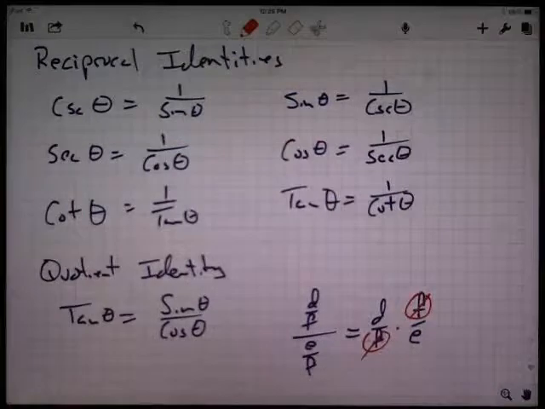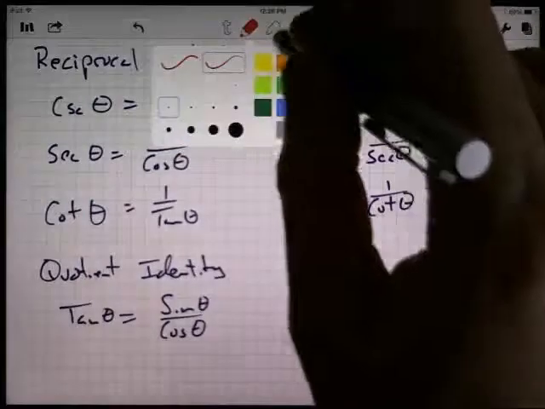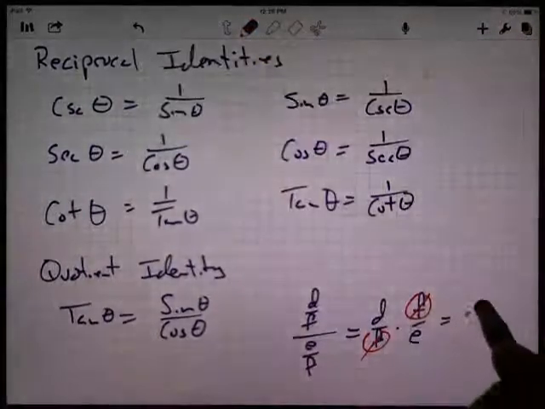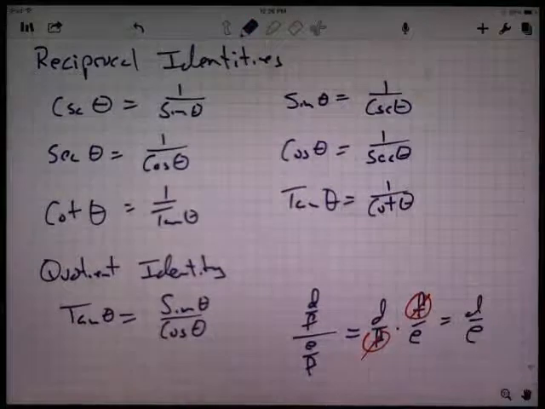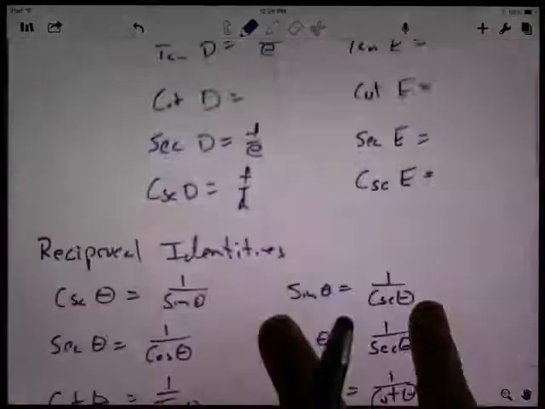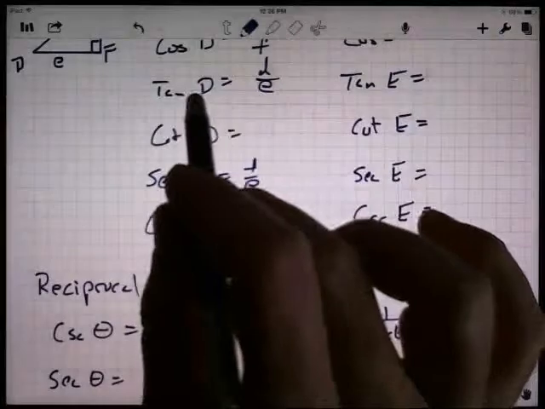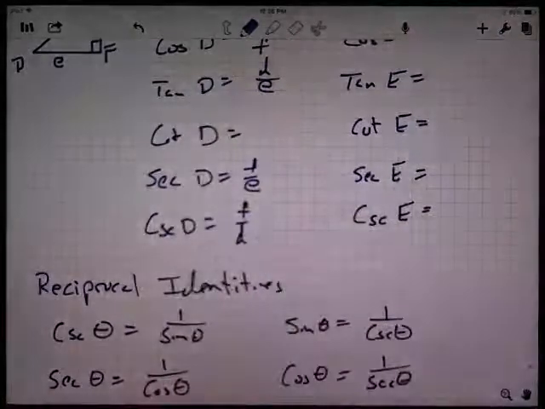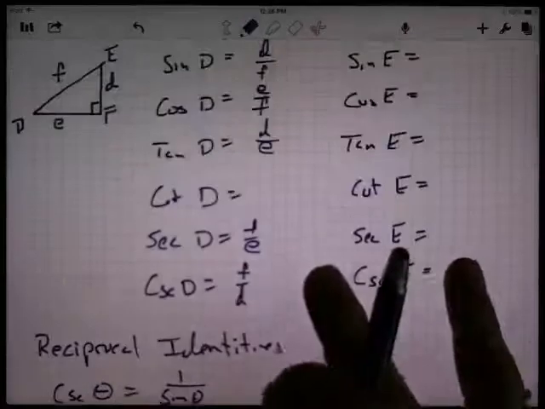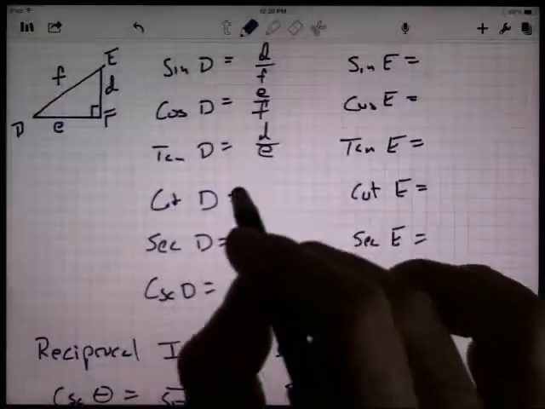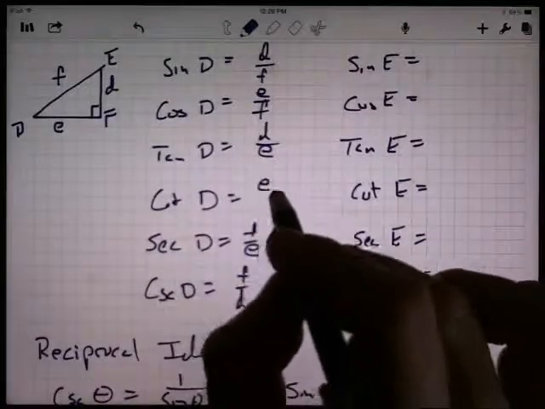Multiplying and dividing by the same thing, they cancel out. We end up with just d over e. But d over e was the tangent of that angle. So if I take the sine and then divide by the cosine, I end up with the tangent. Once you have the tangent, you can take the reciprocal to get the cotangent.